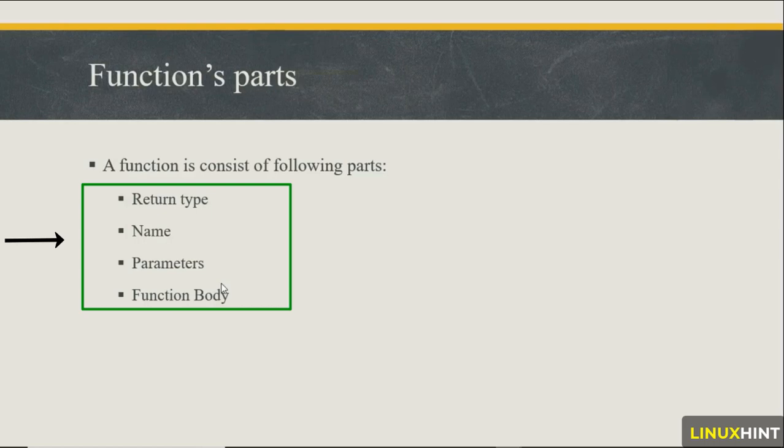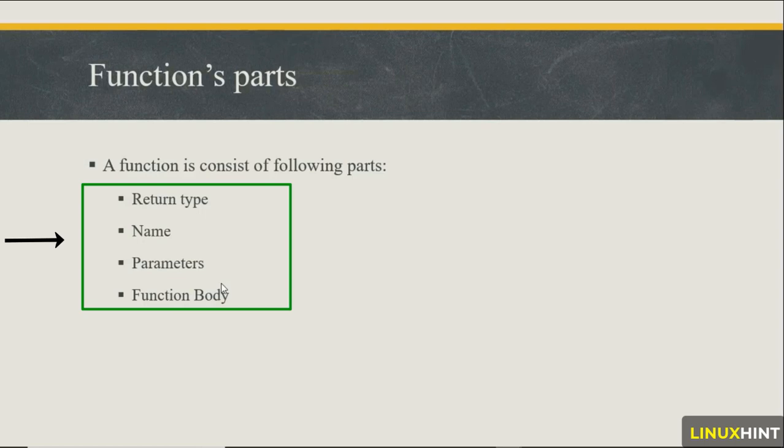So after the return type, we have the function name. This is the actual name of the function. The function name and the parameter list together constitute the function signature. And after the name, we have parameters. A parameter is like a placeholder. When a function is invoked, you pass a value to the parameter. This value is referred to as the actual parameter or as an argument.